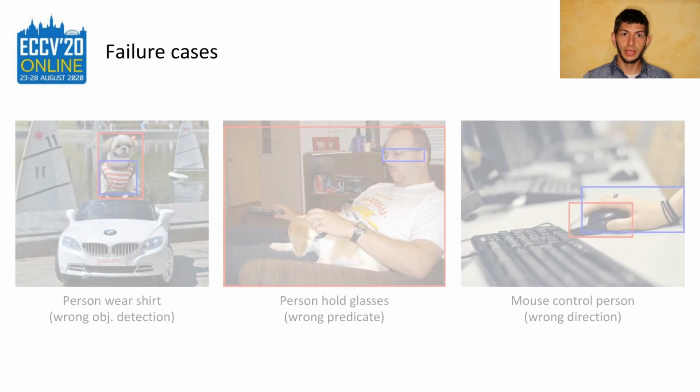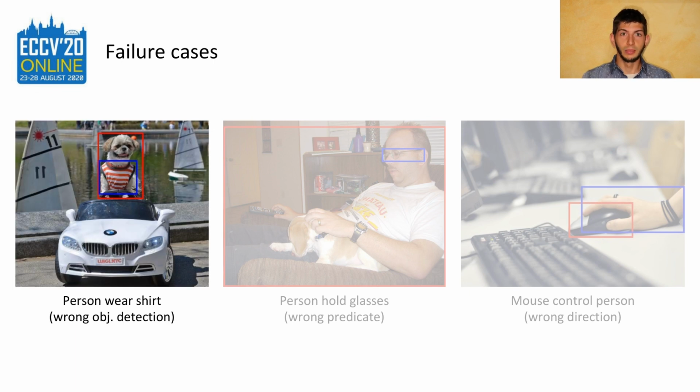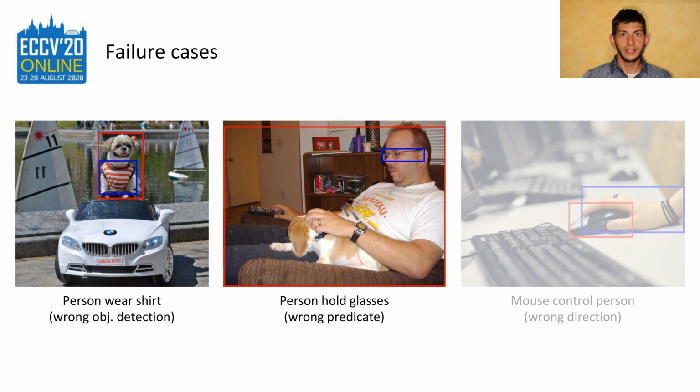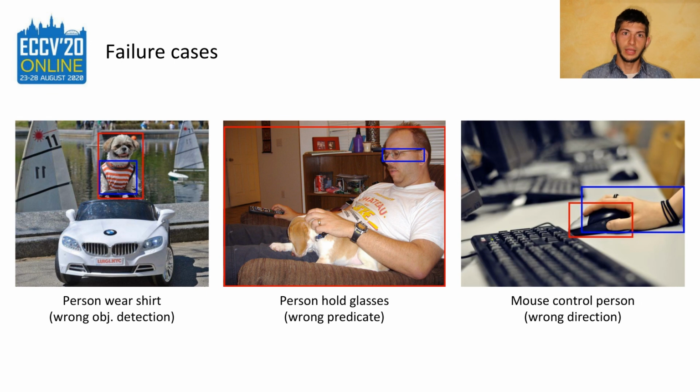We now show 3 failure cases that originate at different stages of the relationship detection pipeline. In the left image, the object detector misclassified the dog for a person. In the middle, the predicate classifier assigned a higher score to the predicate hold than to the predicate where. On the right, the directionality prior did not recognize the correct order of subject and object.